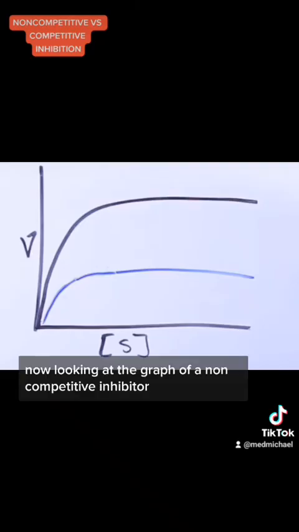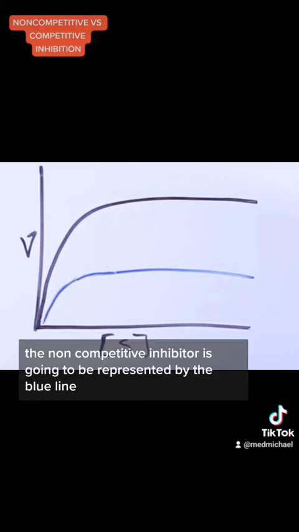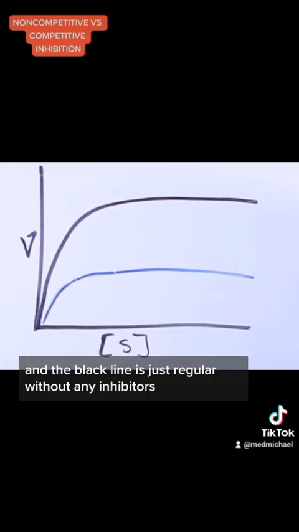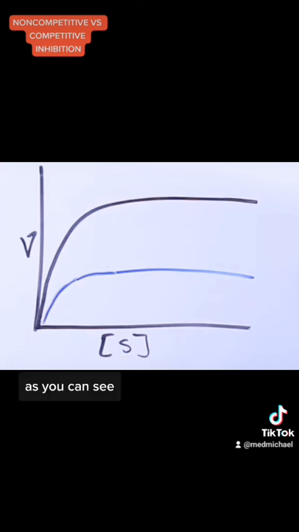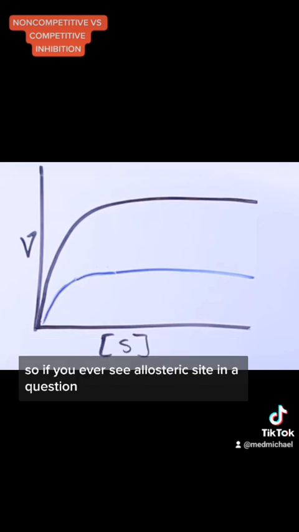Now, looking at the graph of a non-competitive inhibitor, it is represented by the blue line, and the black line is just regular without any inhibitors. The Vmax here, as you can see, is going to be decreased, but the Km is the same. And very important to mention, this is called the allosteric site. So if you ever see allosteric site in a question, that means they're talking about non-competitive inhibition.